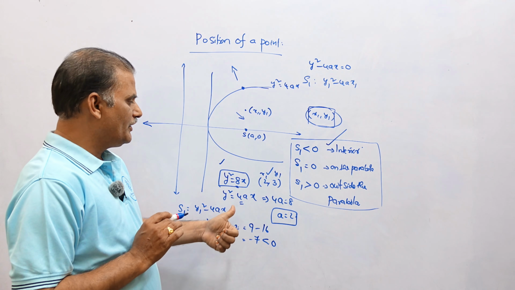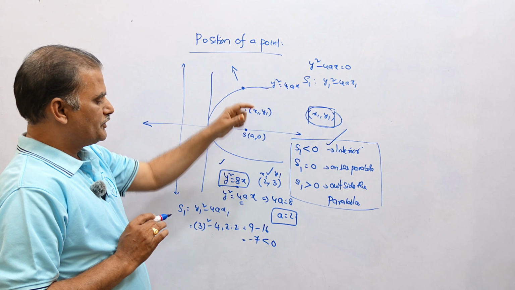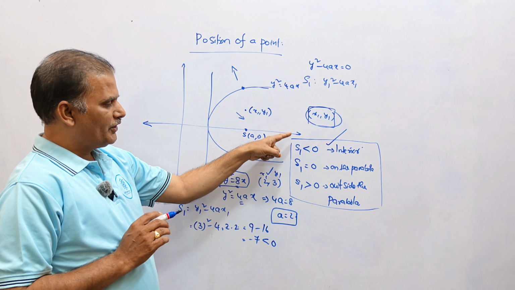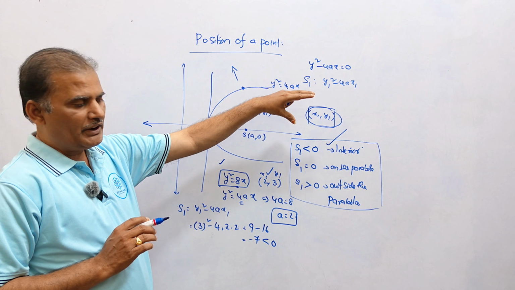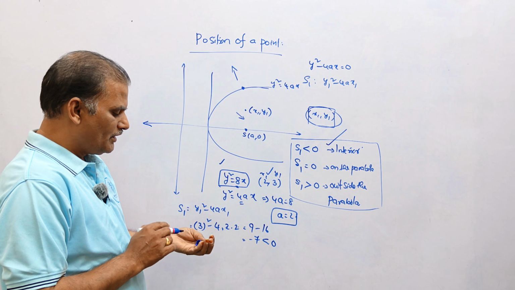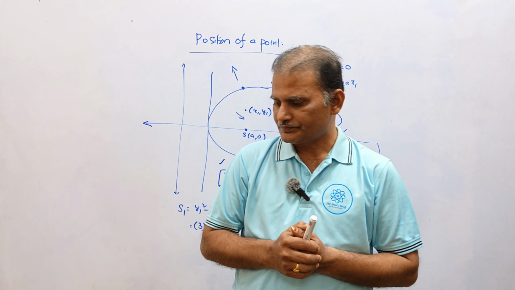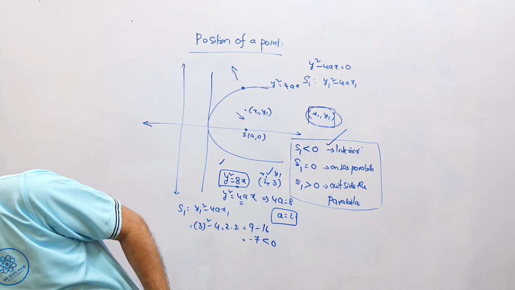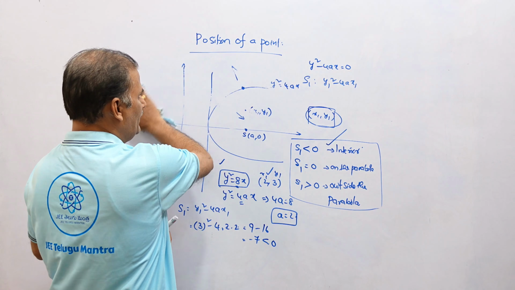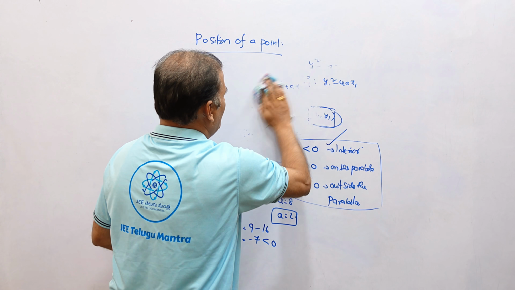So we can say that when a point is given for any parabola, first you find the a value, then apply S1. If S1 is less than 0, equal to 0, or greater than 0, we get interior, on the parabola, and outside. Then we can say, very easily, the position of the point on the given parabola. The formula is: S1 equal to 0, on the parabola; less than 0, interior; and greater than 0, outside the parabola.